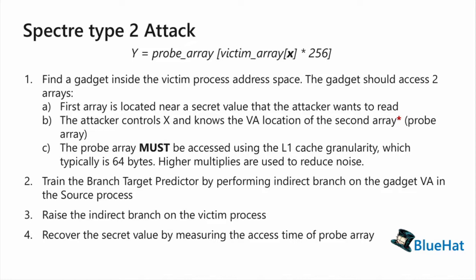So here is how the array needs to be. As you can see, there is a victim array that needs to be near a secret value that you want to read. The attacker controls the index, so if the index is out of bounds, you can read the secret value, which in this case is a character. There is even a multiplication by 256. This is because you need to pollute an entry in the cache.